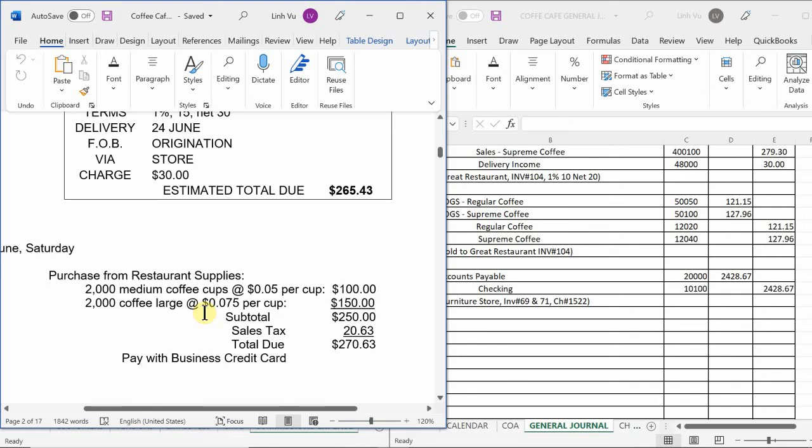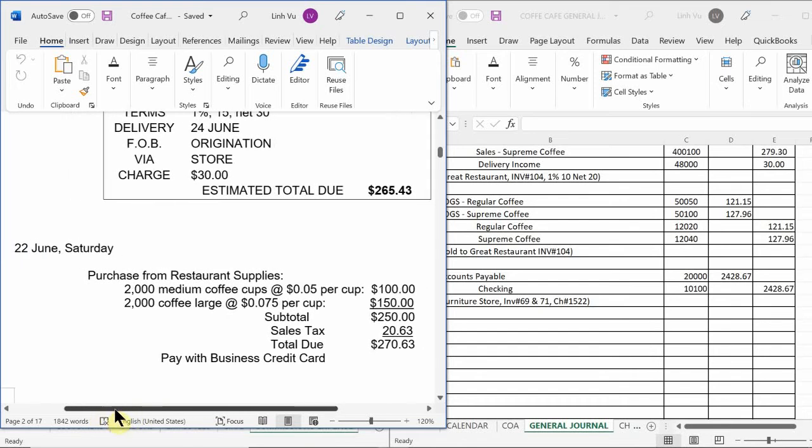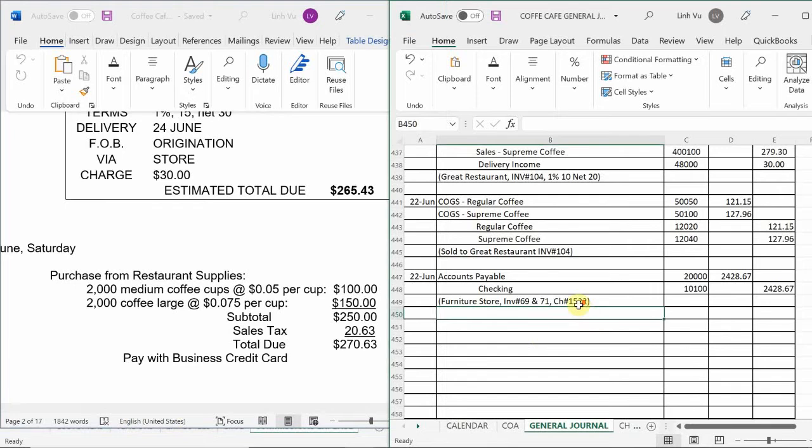So then here we end up going to purchase from restaurant supplies. We bought 2,000 more medium cups and 2,000 more large cups, all right? And we use our business credit card to pay for it. We just use the accounts for medium coffee cups and large coffee cups, and use Visa payable. Good.